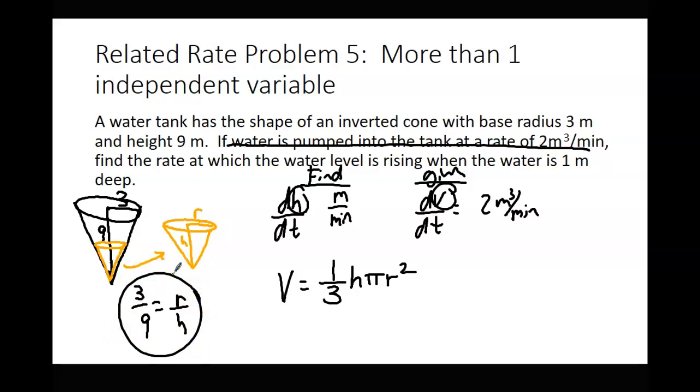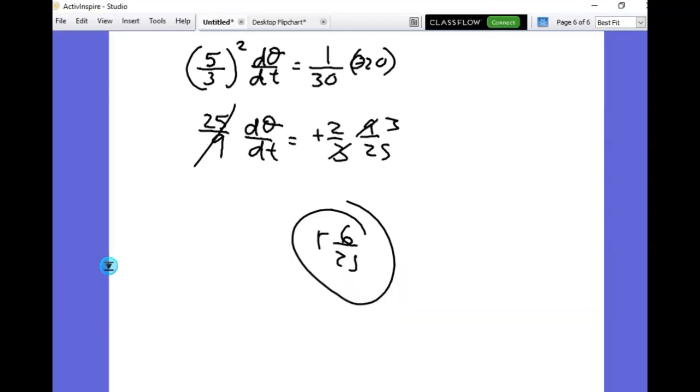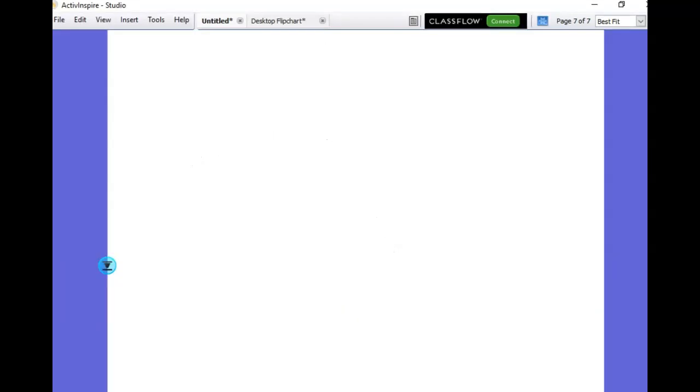Okay, so now what makes this problem harder, and I titled it, is that you have more than one variable here. And so when that happens, sometimes they give you extra information, and there's a way that you can substitute that variable for the one that you really care about. So follow me here. This is our formula, right?